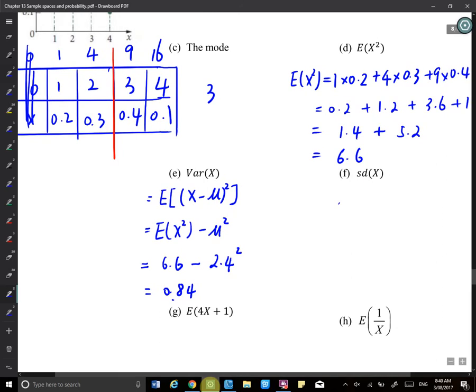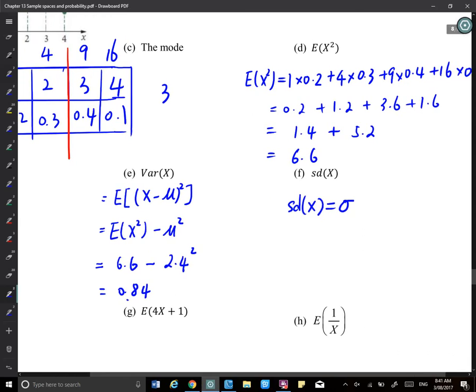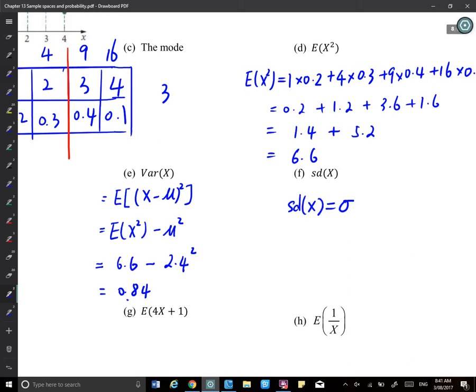Next one is standard deviation. For standard deviation, we use the symbol sigma. It's like an O with a bar on top, which is sigma. We have this sign to represent standard deviation. Every time you see this sign, you know it's the standard deviation. This sign will be used for all the probability questions. It's all the same for the probability.